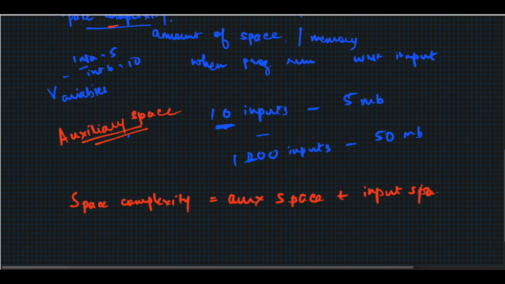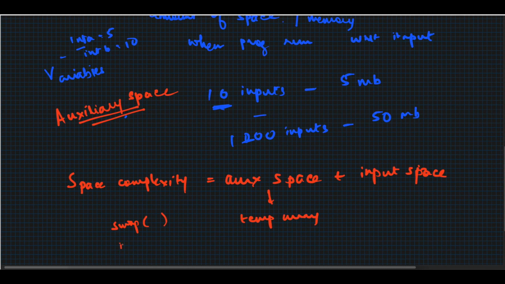Input space or size, whatever. Auxiliary space is something like a temp array. When we swap two integers, we sometimes take a temporary variable, and then we do the swapping. Now the temp variable is not dependent on your input size at all. This is some extra intermediate storage which you are taking just for the time being, and it is not going to scale up with your input size. That kind of space is called auxiliary space, and auxiliary space is not equal to space complexity. Now, what is input space?